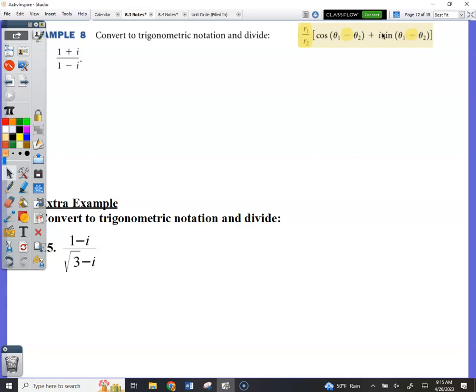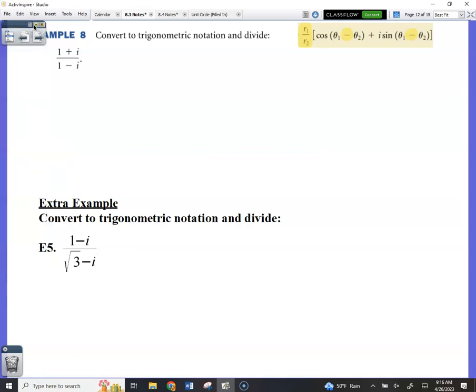All right, so when we did the division one yesterday, we only had one practice problem. So here's another practice problem. And it says convert to trig notation and divide. So this starts out right where we just left off. We already have 1 plus I in trig form. You have 1 plus I in trig form on example 3a. So pull your trig form for 1 plus I from example 3a.